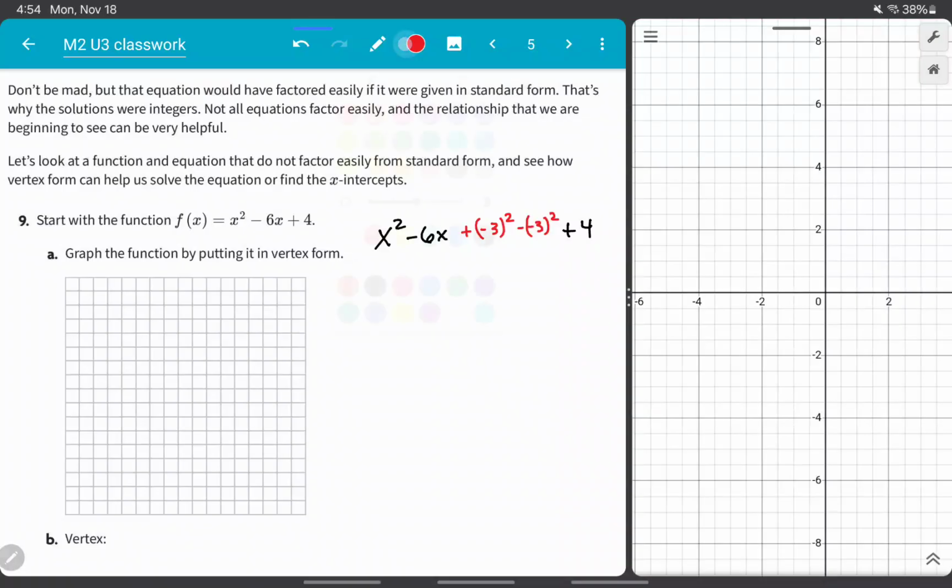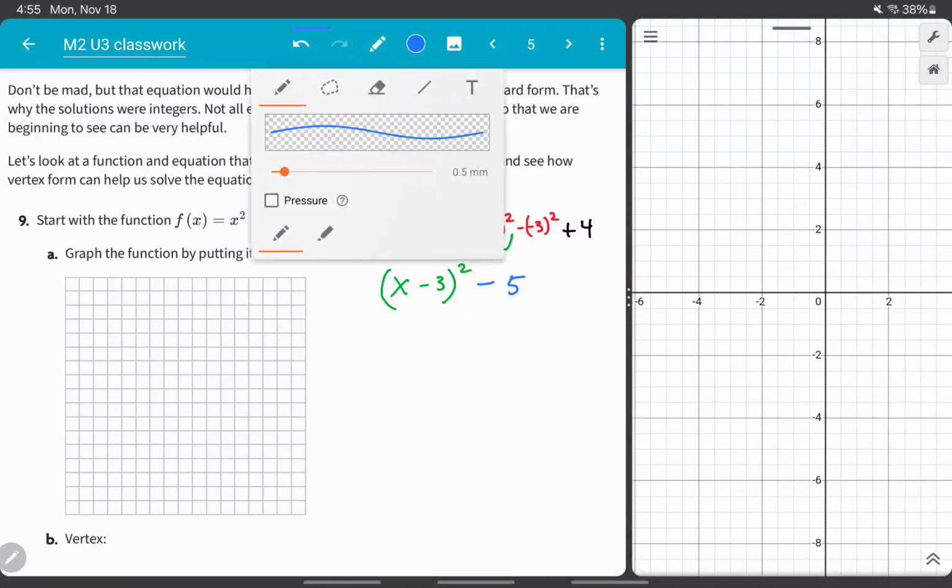And then this part over here is going to become x minus 3 squared. It's just the same as this and this. And then over here, I'm going to have a minus negative 3 squared, which is 9. So that's minus 9 plus 4. So it's going to give me a negative 5.